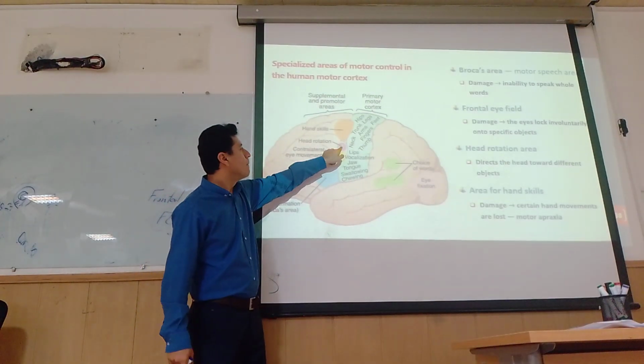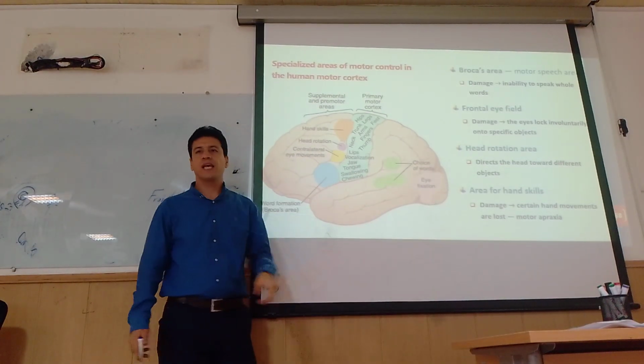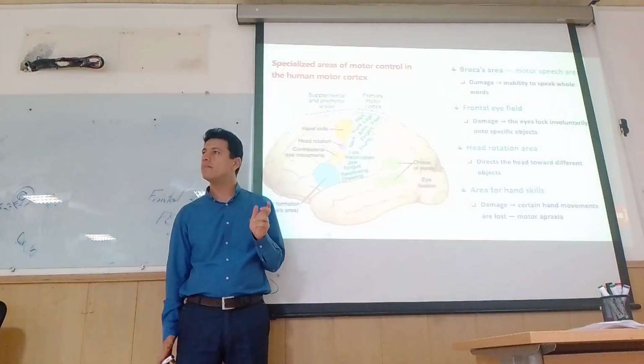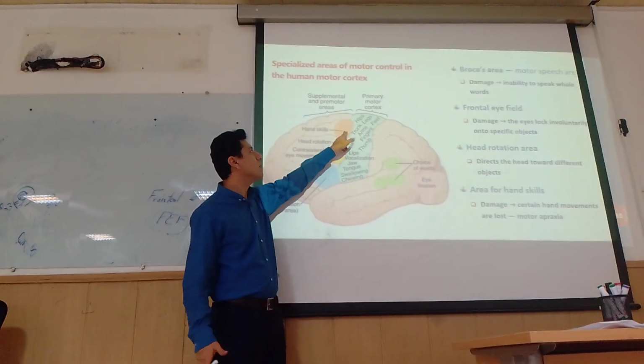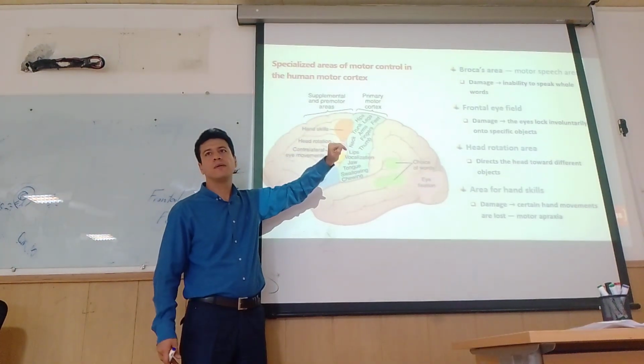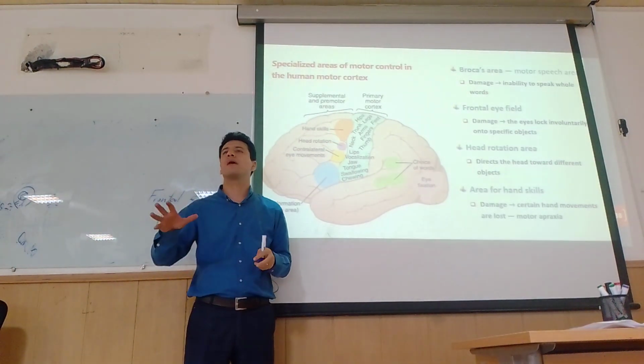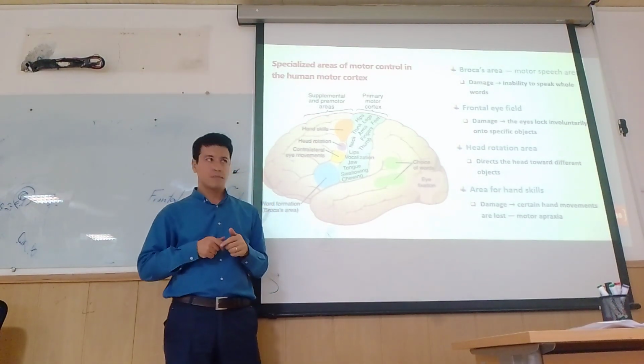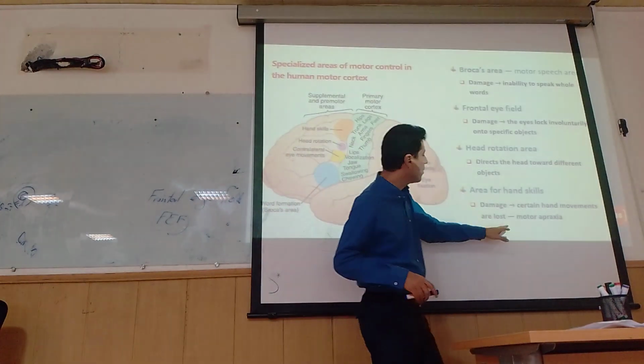Okay? Above this area we have head rotation, an area specialized for movement of the neck. Another area is hand skill area, which is very important for precise movements of the hand, or the skill movements of the hands. Right? So damage to this area causes apraxia.